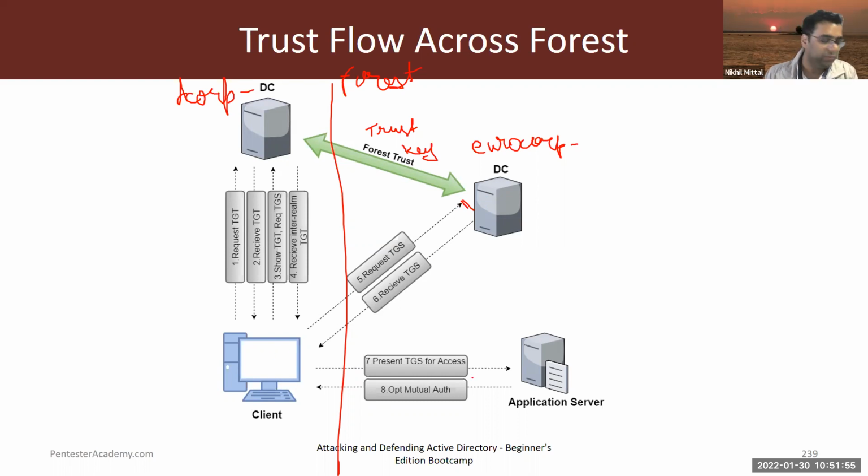Now, my question to you is, and please answer that on this call, can you get enterprise admin privileges across forest trust using this? If yes, then why? If no, then why not?